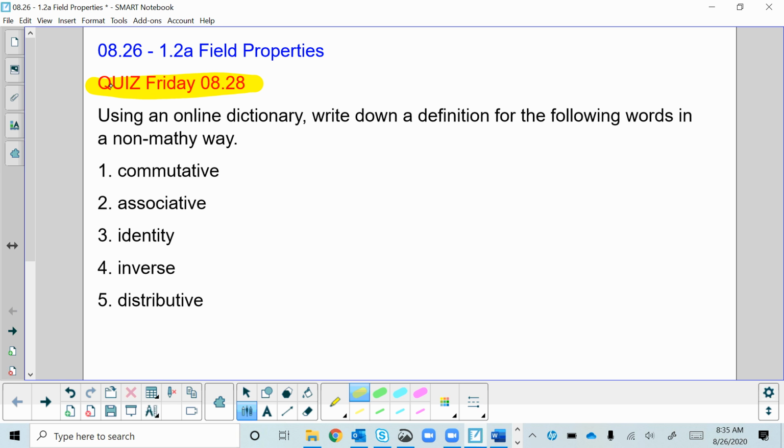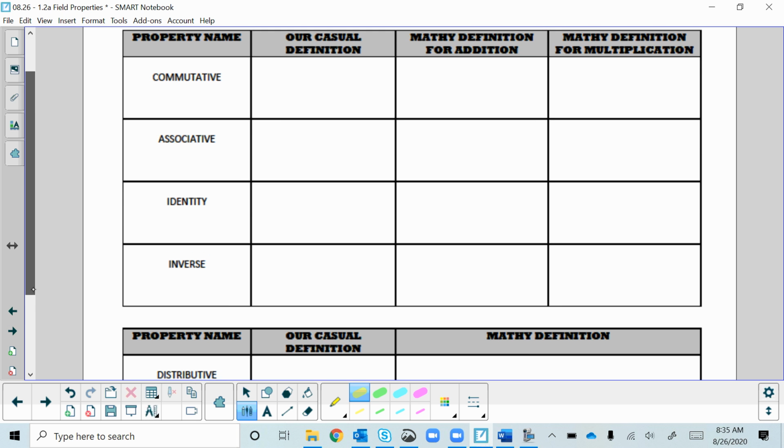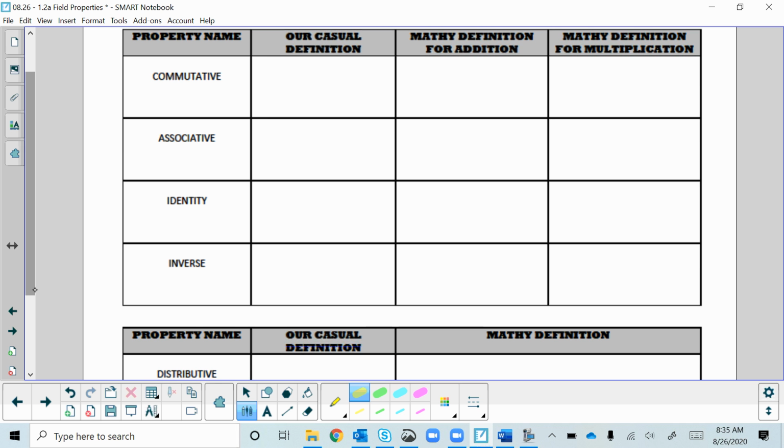And if you have your notes printed, go ahead and grab those. If you don't, look at them on your device. Make yourself a rough table that looks like this. This is the table from the notes. Pause the video and take a few minutes and either find your printed notes or get your table set up, and then come back to the video.